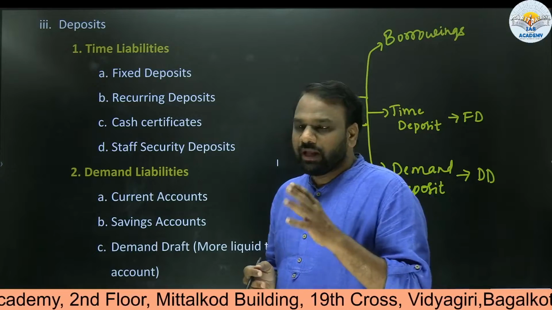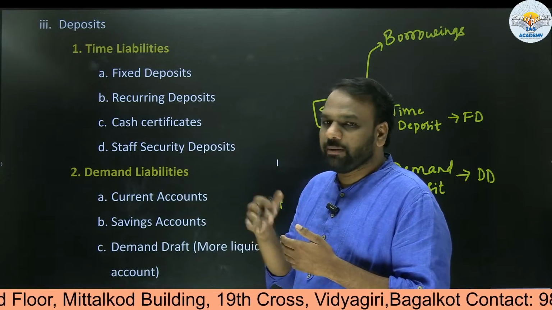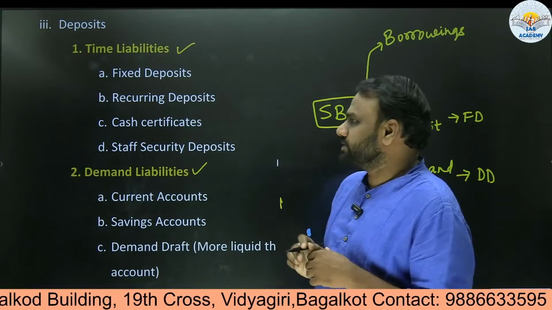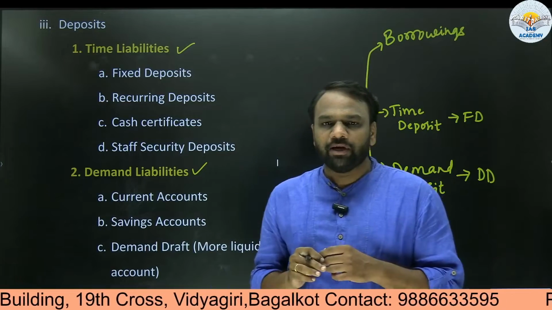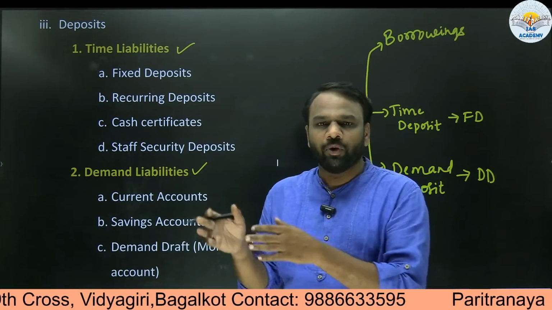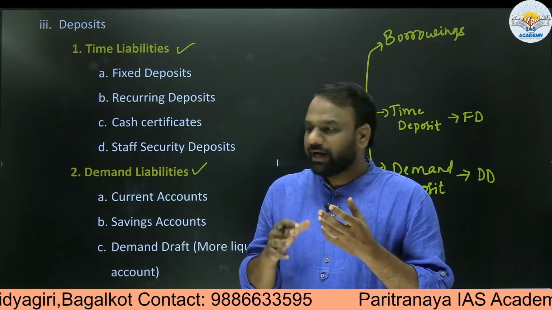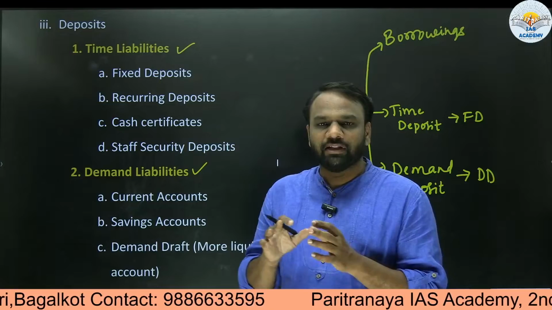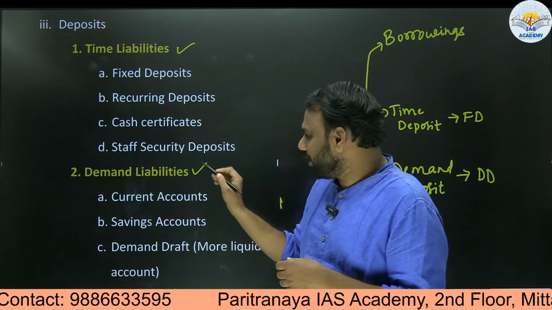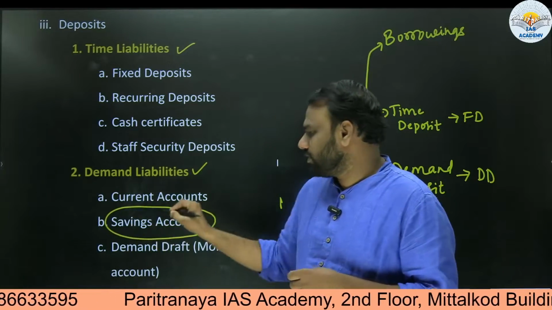But when it comes to deposits, they have again been classified. These liabilities have been classified into two types: time liabilities and demand liabilities. So what is a demand liability? When you go to a bank where you have deposited an amount and ask them to return your money, if they are bound to return the amount immediately, then such deposits we call demand liabilities. An example of a demand liability is a savings account.